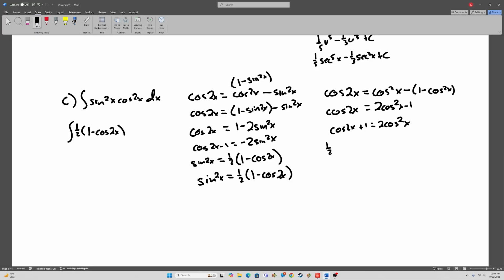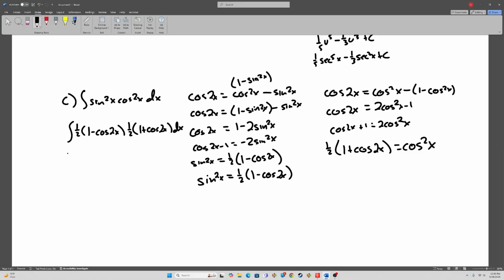So we can write this as 1/2 of cosine of, we actually turn that around. It's plus, so it doesn't really matter how we write this. But we're trying to make what's called the difference of two squares. So 1 plus cosine of 2x is equal to 2 cosine squared of x. So now the cosine squared can be replaced with 1/2 of 1 plus cosine of 2x dx.